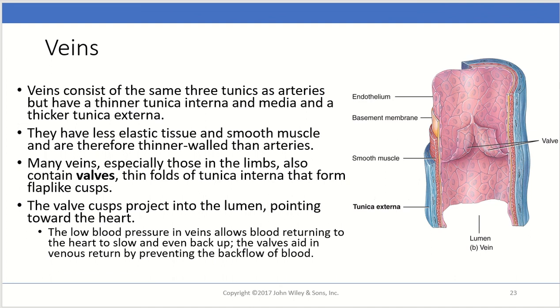Moving forward, next we have the veins, and these consist of the three basic layers or tunics that we would see in the arteries. But these again have a thinner tunica interna, a thinner tunica media, and ultimately a thicker tunica externa.